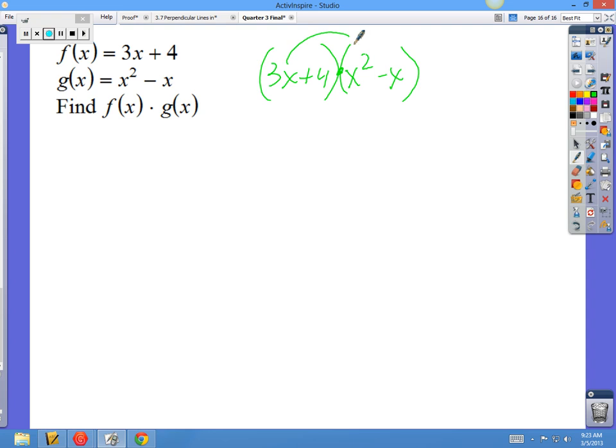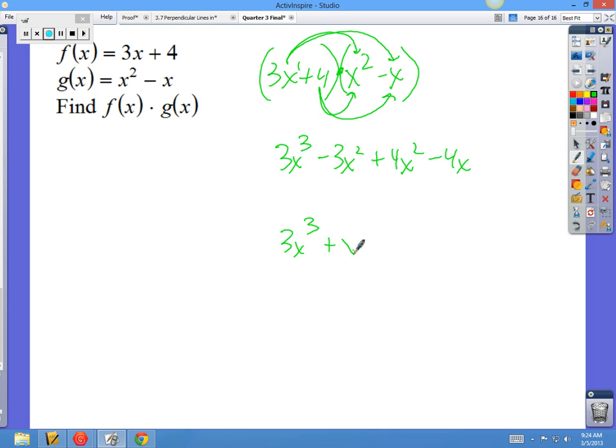So you're going to multiply this guy to this, so it's going to be 3x cubed. So when you times your letters, you add the exponents. This is going to be a negative 3x squared. This one's going to be 4x squared, and this is going to be a negative 4x. Combine your like terms if you can. You're going to have 3x cubed plus 1x squared minus 4x, and you are done.